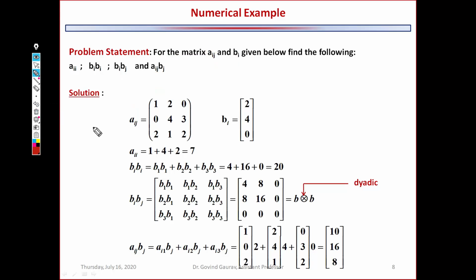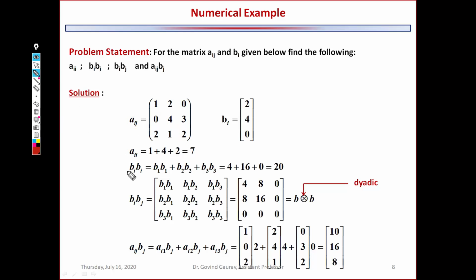Let us take the first part, which is A subscript ii. This means all the diagonal element terms of the matrix Aij. So what are the diagonal elements of these terms? This value is 1, the second value is 4, and the third value is 2. Why have we taken all the diagonal elements? Because the indices in the subscript are the same, so it will be A11, A22 and A33. If we sum up all these terms, 1 plus 4 plus 2, it will give us a value of 7.